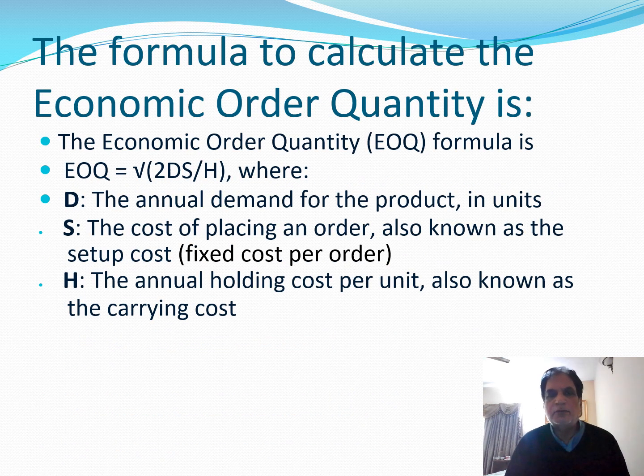Now we will see how to calculate economic order quantity by using the formula. The economic order quantity EOQ formula is EOQ equals the square root of 2DS over H, where D is the annual demand for that particular product we are calculating, in units. Then S is the cost of placing an order, also known as the setup cost or fixed cost per order. Then H is the annual holding cost per unit, also known as the carrying cost.